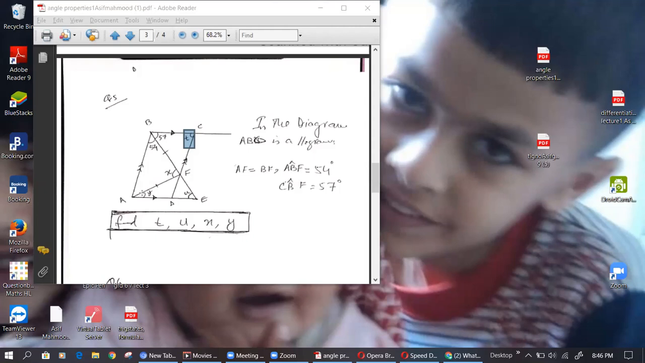I told you that this angle was already 54, right? So Y will be 15. Yes, because you know the total. This total will be 69, and 69 minus 54, exactly. Because whatever T is, it is the same. T minus this 54, you will get Y, right? Very nice.